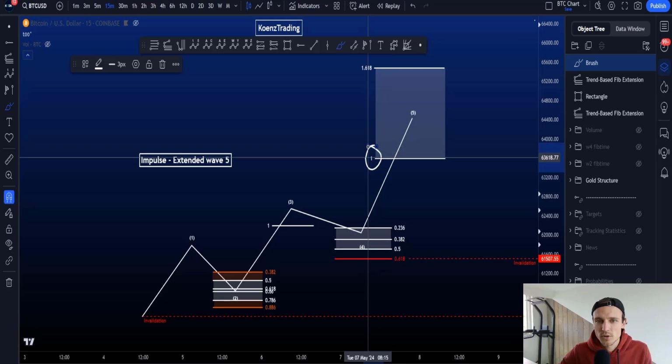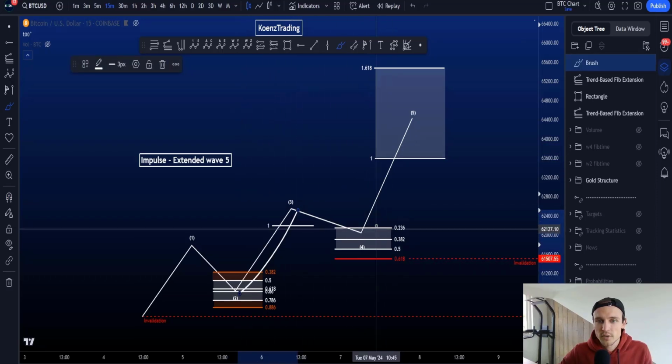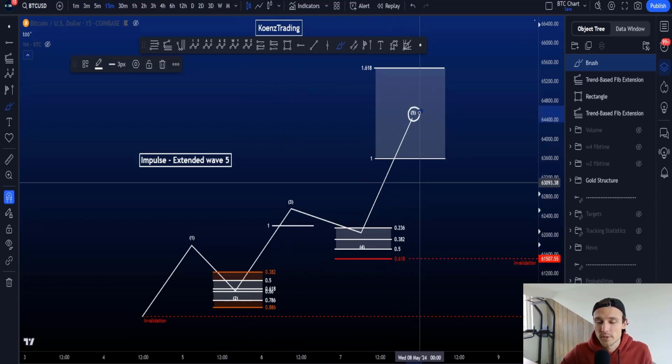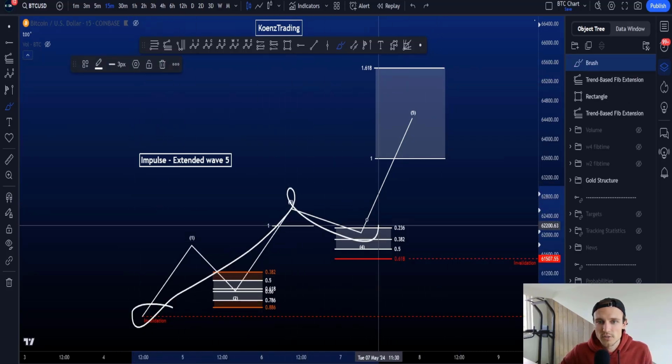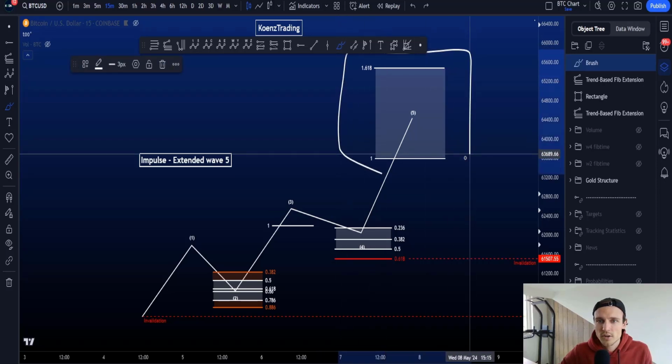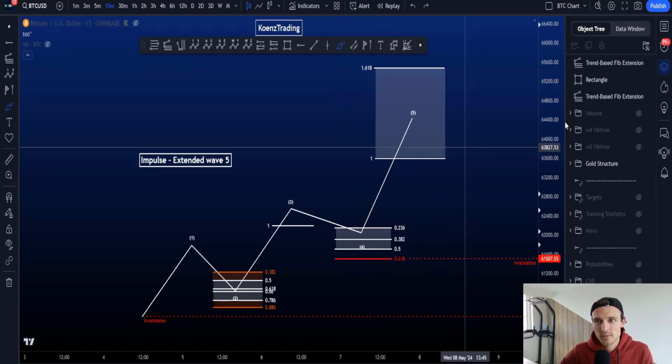Because wave 5 has to be the longest wave structure, your minimum target should be the trend-based Fib extension from the low to the high of 3 to the low of wave 4, toggling on the 1-to-1. So this 1-to-1 over here is the size of 3 compared to wave 5, but wave 5 has to be longer, and the 1.618 trend-based Fib extension gives you a target box for the end of a wave 5.